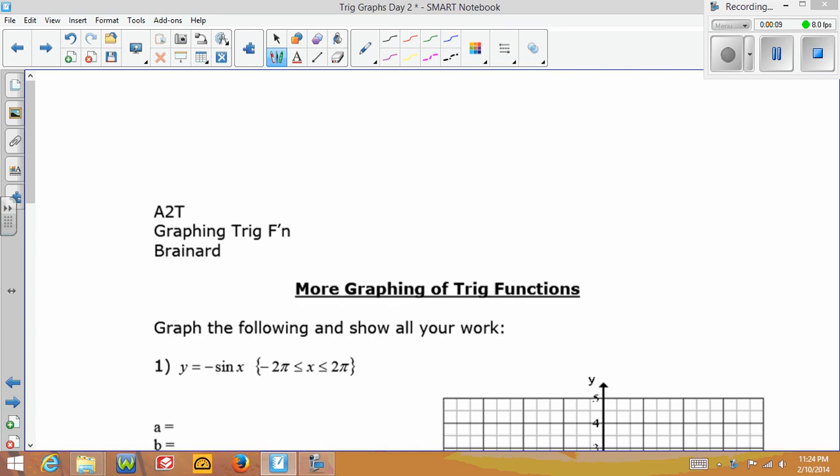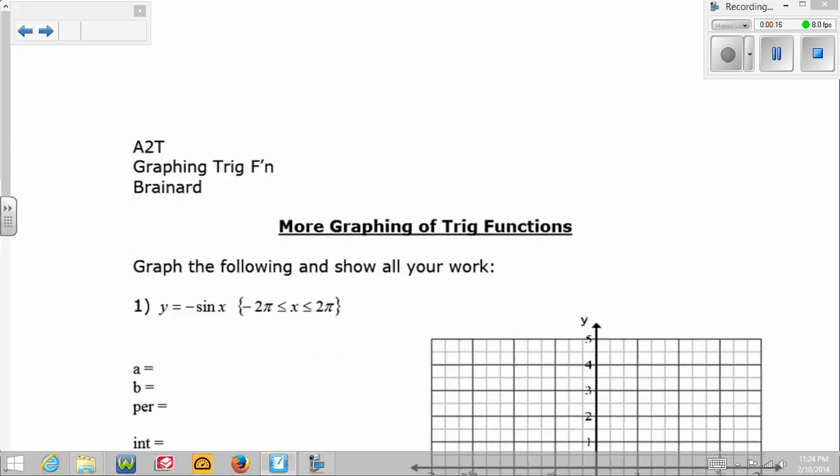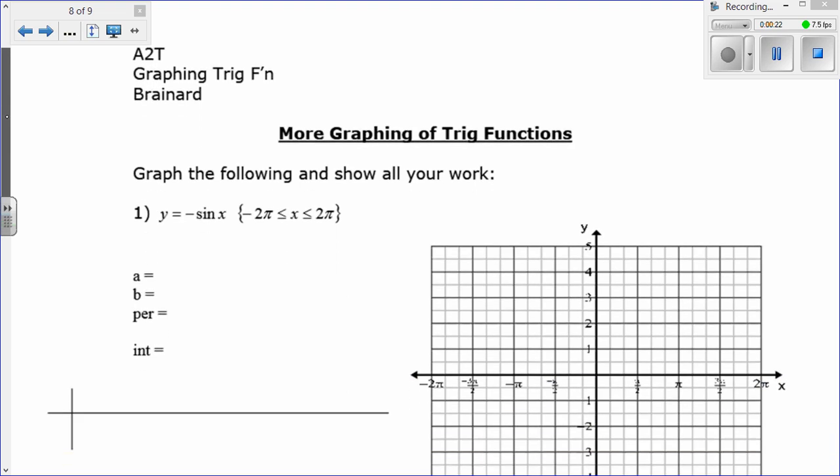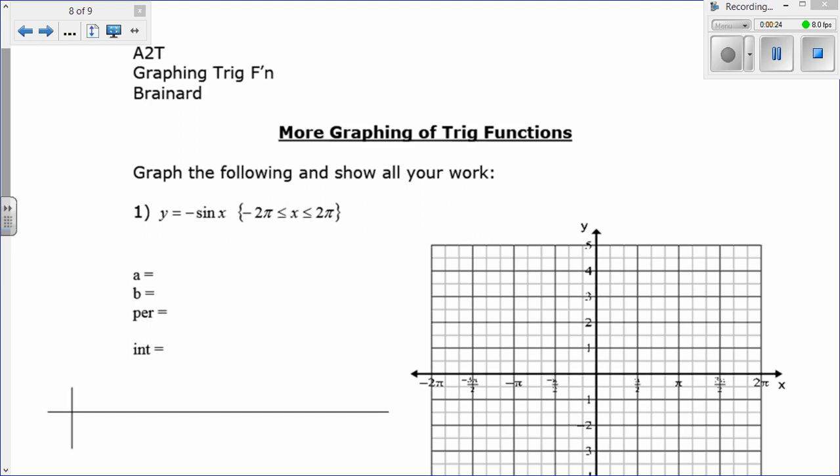Today we're going to be talking about the trig graphs, and we are going to deal with a negative amplitude. So that just means I have a negative a value. And we've talked about the amplitude, and when we find the a value, we take the absolute value of a. And in this case, the absolute value of a would be 1.